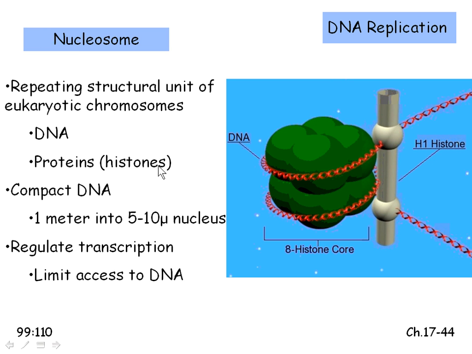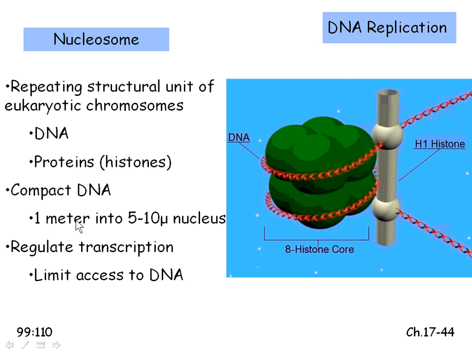So let's look a little bit at what this packaging of the DNA actually looks like. Now, the fundamental unit of eukaryotic chromosomes is the nucleosome. The nucleosome is just a repeating structural unit composed of DNA and proteins called histones. And they help to compact DNA.